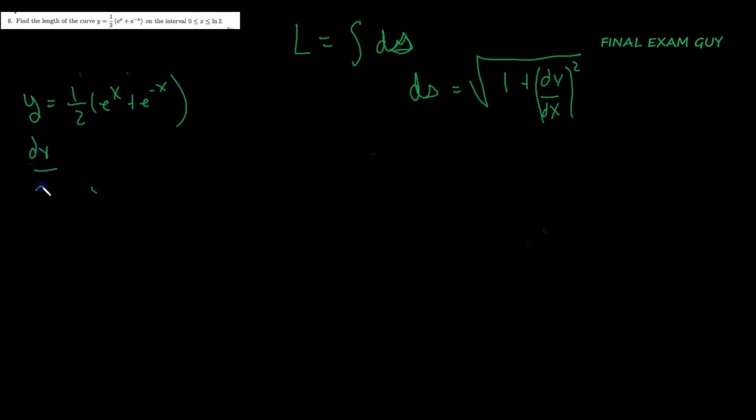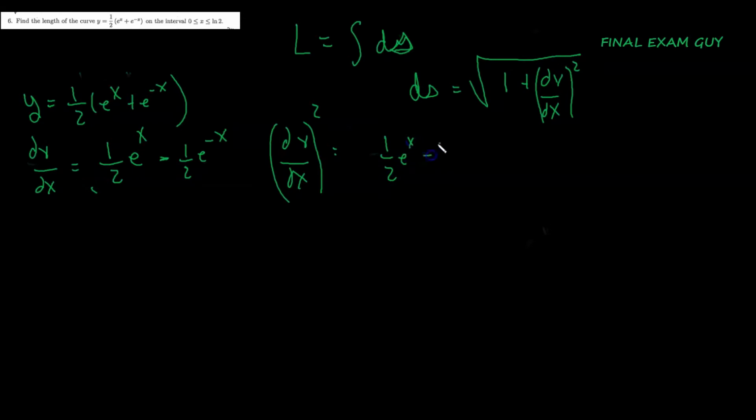So our dy/dx is equal to 1/2 e^x minus 1/2 e^(-x). And now (dy/dx) squared is equal to (1/2 e^x minus 1/2 e^(-x)) squared. So we'll use FOIL, multiply the two parentheses. If you go ahead and do this, you'll get 1/4 e^(2x) minus 2 plus e^(-2x).